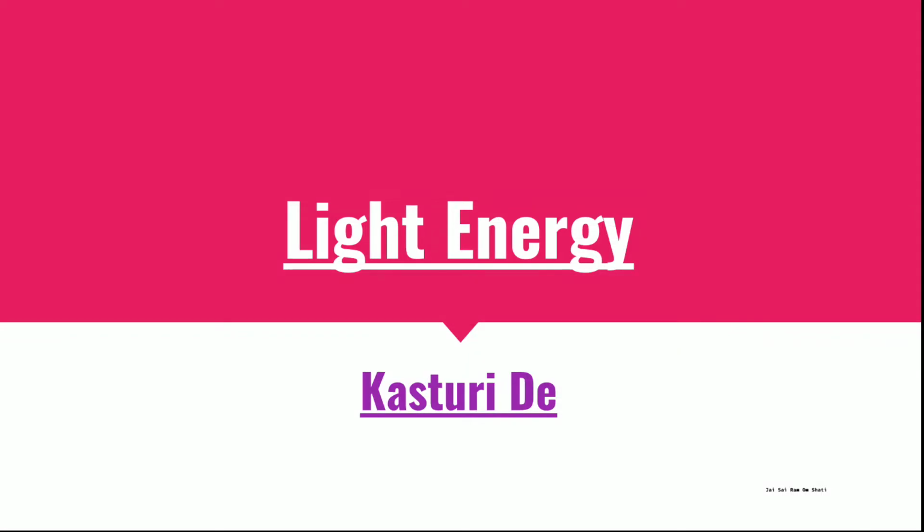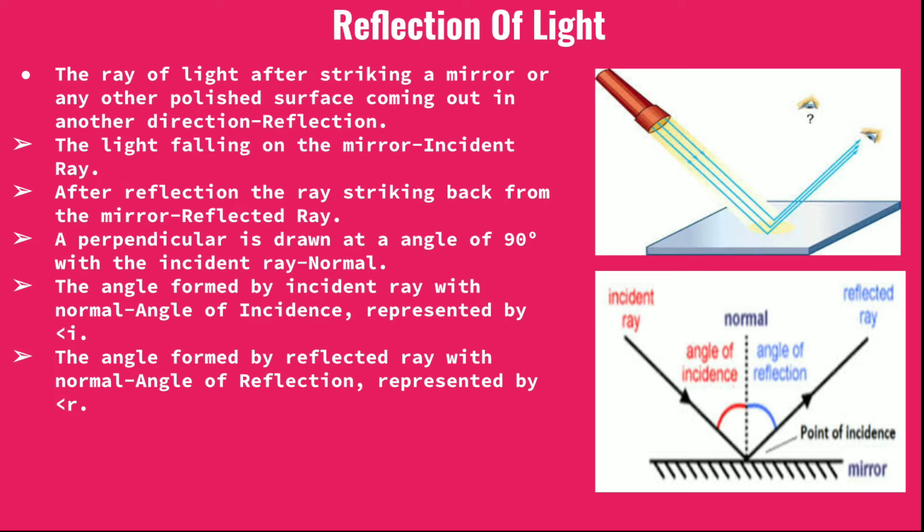Today I'm starting with a new chapter according to the ICSE syllabus, Class 8: Light Energy. So we know that light is a form of energy. We started in the energy chapter that light is a form of energy. In Class 7 we started with the reflection of light, so I'm repeating some of the important points of this reflection of light.